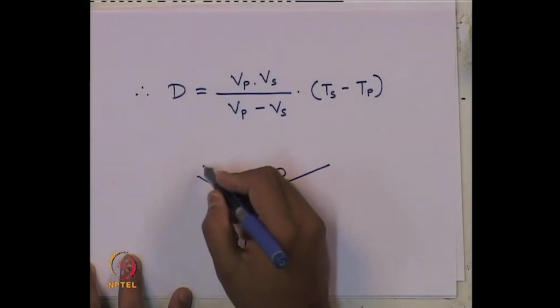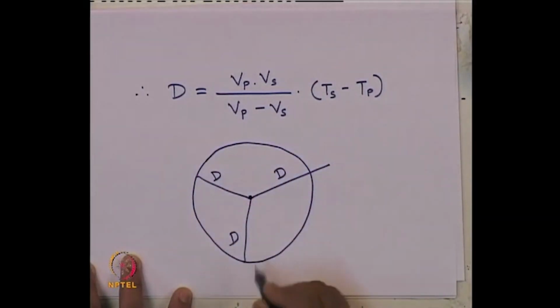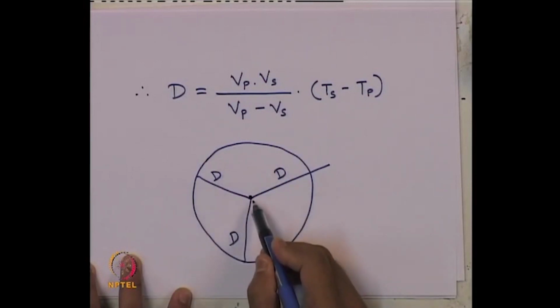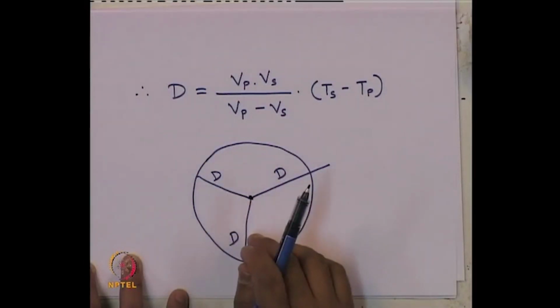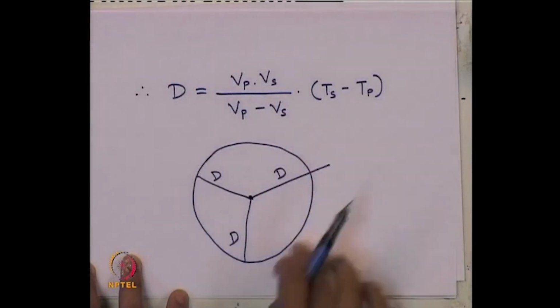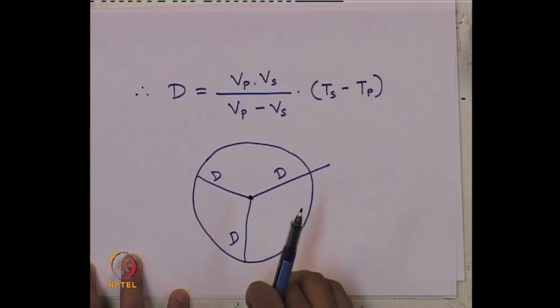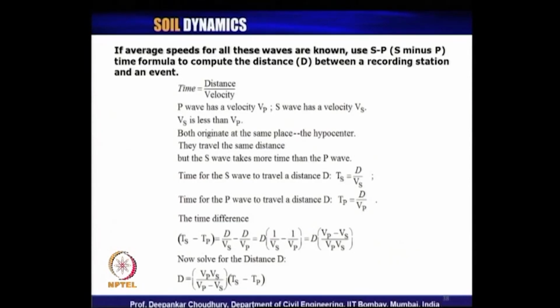So, it can be at any distance D. If we draw a circle taking that seismological recording station as the center on a graph paper with a radius D, any point within that periphery can be the possible location of an epicenter. Now, how to locate an exact location? Let us see. So, let us look at here what I have mentioned just now. The same thing is written.